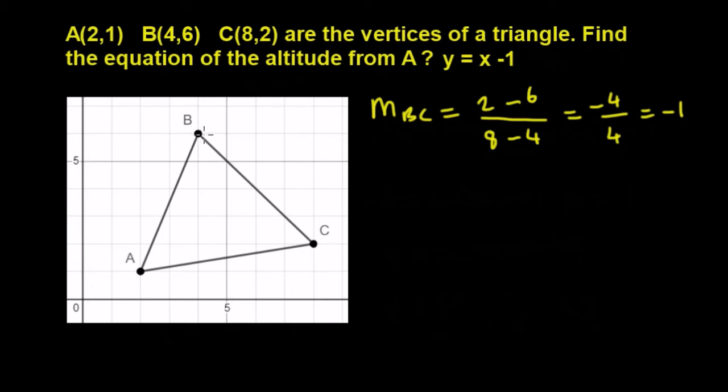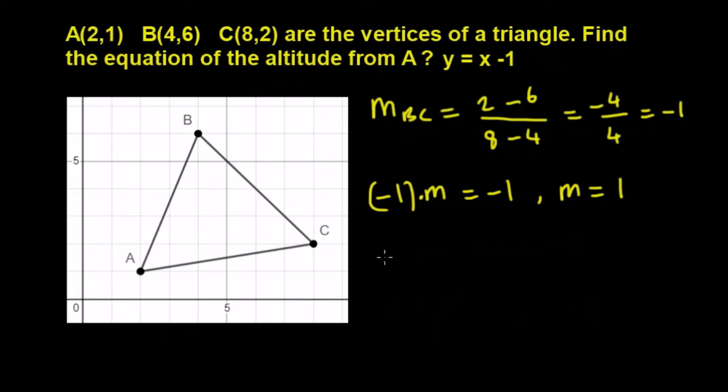Now we're wanting to find the gradient of the altitude, but we know the altitude hits this line here at a right angle. So if it hits this line at a right angle, we can find the gradient of this altitude. So we know that minus 1 times the gradient we're looking for, which we'll just call m, will equal minus 1. That means that our value m must equal 1. So the gradient of this altitude must be 1. So we know the gradient and we know a point, (2, 1).